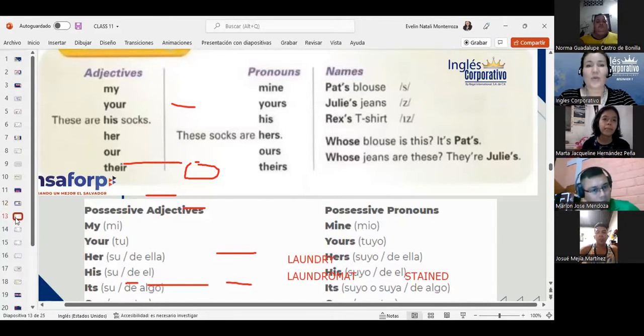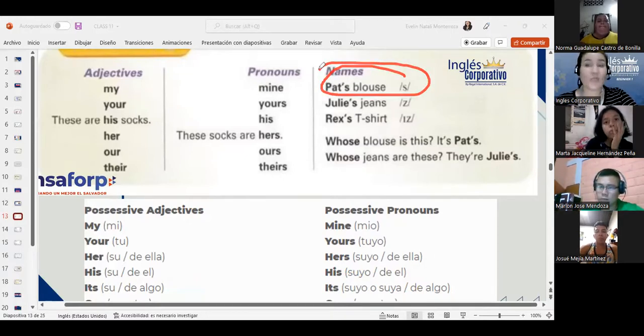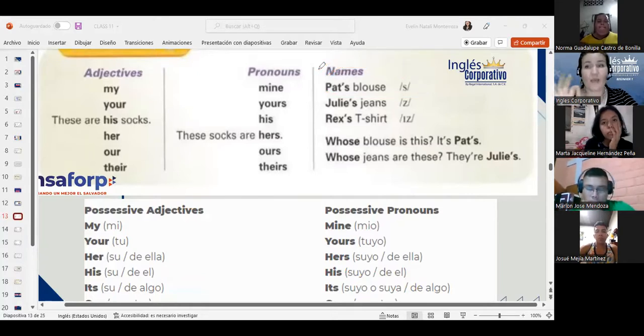So in this part, we were using specific forms of adjectives and pronouns. And for sure, we were also using the possessive cases, right? When you say Pat's blouse, Julie's jeans, Rex's t-shirt. In this case, when you use the possessives, this one is not a verb to be. Este no es el verbo to be. Esta es la forma del posesivo. It's Pat's blouse. Es la blusa de Pat. Julie's jeans. Son los jeans de Julie. Rex's t-shirt. It's the t-shirt of Rex, right? Aquí no decimos Rex is t-shirt. No, it's Rex's t-shirt. Julie's jeans. Pat's blouse. Okay, in this case, you are using the possessive form and the object.